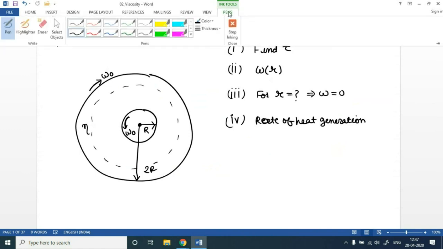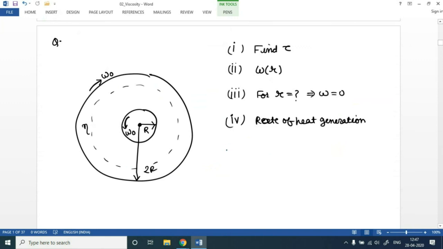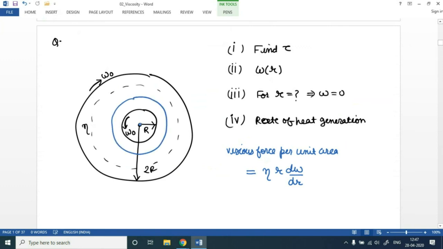In order to solve this question, please be advised that in this type of situation, the viscous force per unit area is given by the expression eta times r d omega by dr. You can imagine a thin layer of liquid at distance r from the center or axis, and its thickness is dr. So the tangential force per unit area is given by this expression. Now we are ready to solve this question.